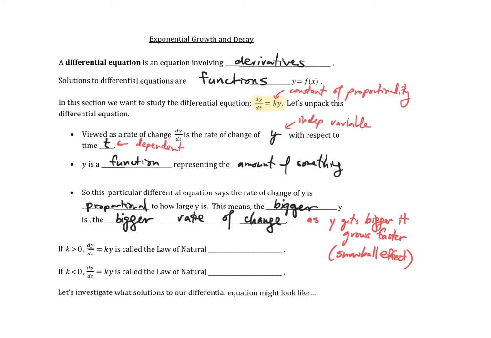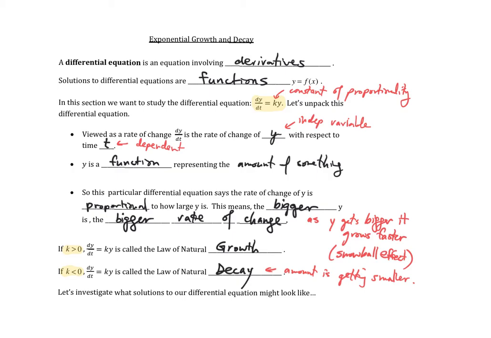So when k is greater than 0, then we say that we have a law of natural growth. In other words, the derivative is going to be positive, which means it's growing. When k is less than 0, then we have what we call a law of decay, the law of natural decay. And that means the amount is getting smaller and smaller. So growth, things are getting bigger. Decay means the amount is getting smaller.